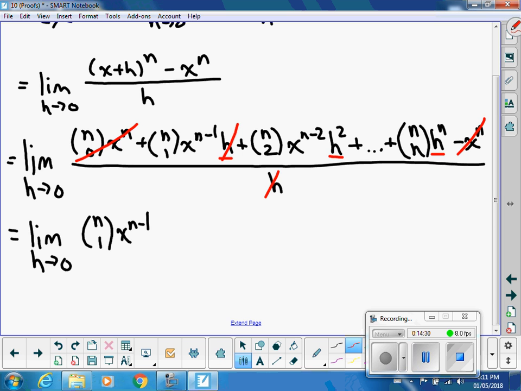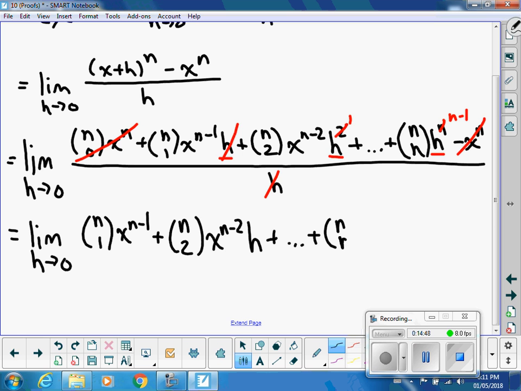For my second term, the power just reduces by 1. All the way up to the last one, the power reduces by 1. So the rest of my terms are going to look like n choose 2, x to the n minus 2 times h plus, and so on, up to n choose n, h to the power of n minus 1.